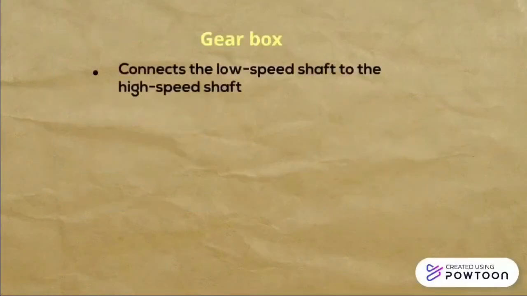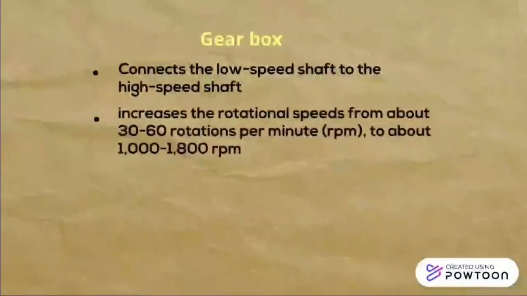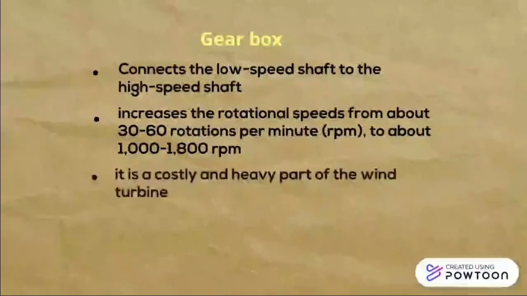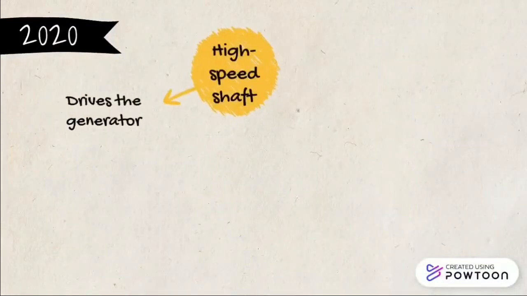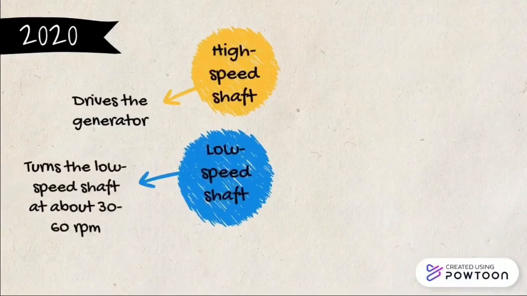Gearbox connects the low-speed shaft to the high-speed shaft, and increases the rotational speeds from about 30 to 60 rotations per minute (RPM) to about 1,000 to 1,800 revolutions per minute. Since it is a costly and heavy part of the wind turbine, engineers are exploring direct drive generators that operate at lower rotational speeds and don't need gearboxes. High-speed shaft drives the generator and low-speed shaft turns at about 30 to 60 revolutions per minute.